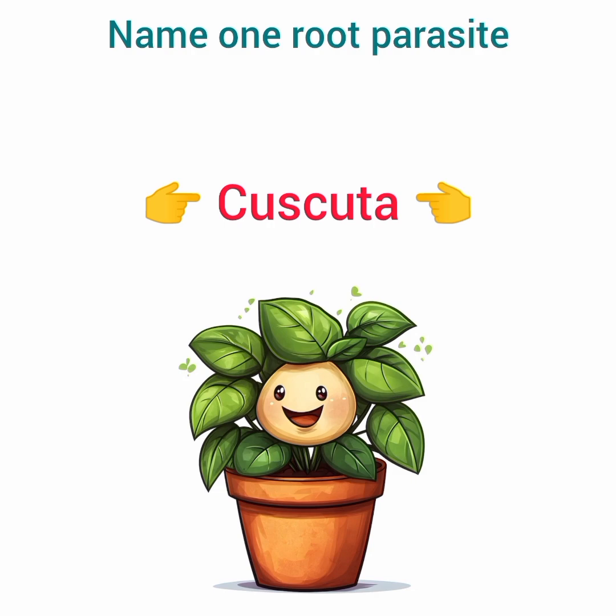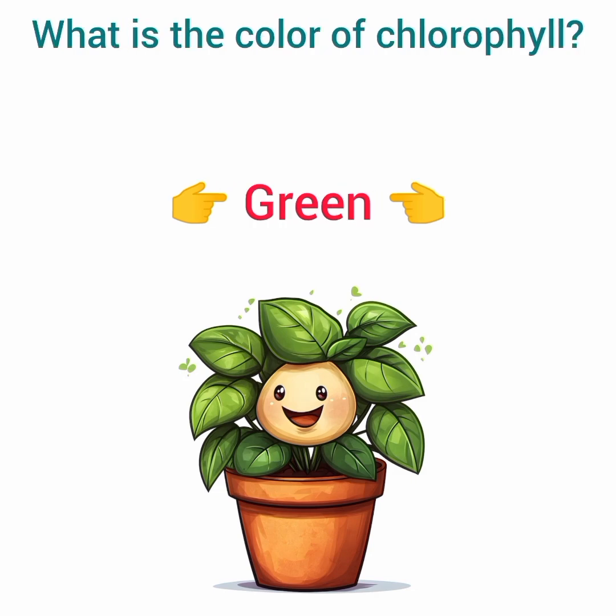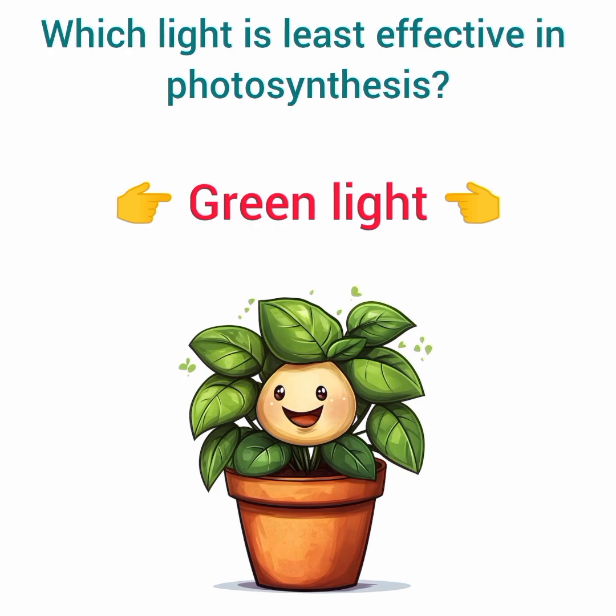Answer. Cuscuta. Name one stem parasite. Answer. Mistletoe. What is the color of chlorophyll? Answer. Green. Which light is most effective in photosynthesis? Answer. Red light. Which light is least effective in photosynthesis?